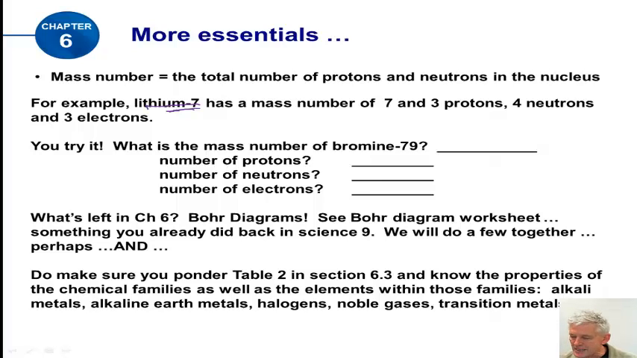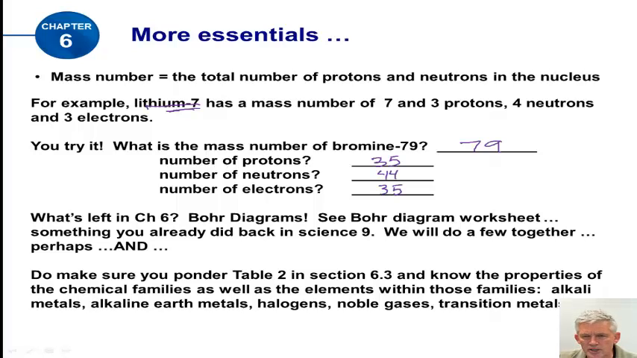What is the mass number of bromine 79? Well, when you see bromine 79, that tells you already that the mass number is just the number given there, so it's 79. Number of protons, you've got to look at the periodic table. Bromine's atomic number is 35. So that's the number of protons. That also tells you the number of electrons. How do you find the number of neutrons? Take the mass number and subtract from it the atomic number. 79 minus 35 is 44 neutrons.